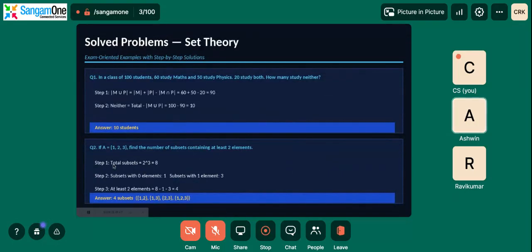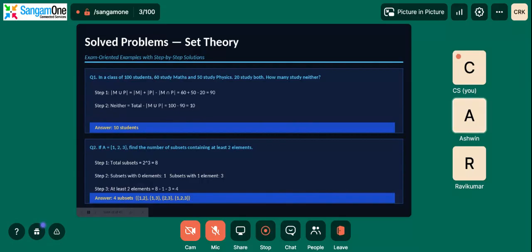How to solve this problem? Total number of subsets is 2 to the power of 3. Here 3 corresponds to the number of elements, which is equal to 8. Step 2: subsets with 0 elements. There is 1 subset with 0 elements, which is the null set. I mentioned that, right? That is the null set. Subsets with 1 element is 3.